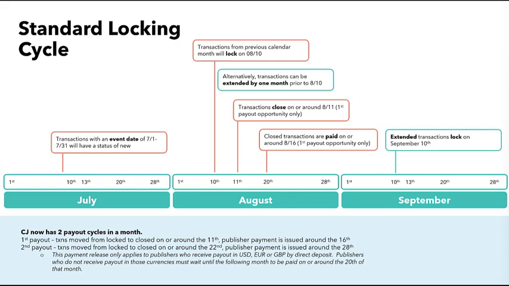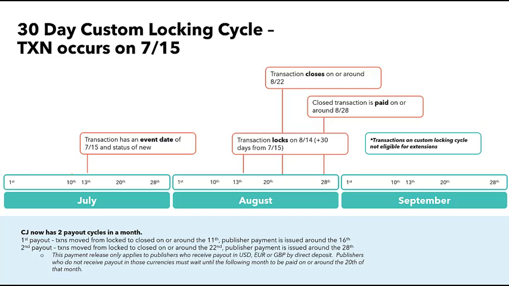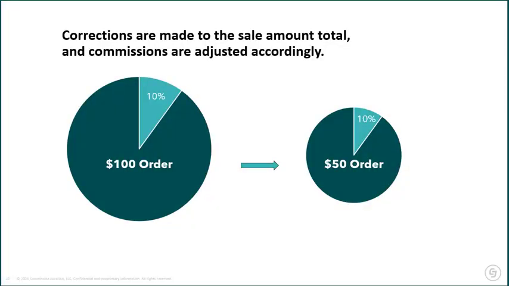For programs that operate on the standard locking lifecycle, transactions lock automatically at 2 a.m. Pacific time on the 11th of the following month, so corrections must be made by the 10th of the month in order to be processed appropriately in that month's payout cycle. For custom action life cycles, transactions will lock for payout after the set number of days. For example, if you have a 30-day locking cycle, an order that posts on July 15th will lock on August 14th.